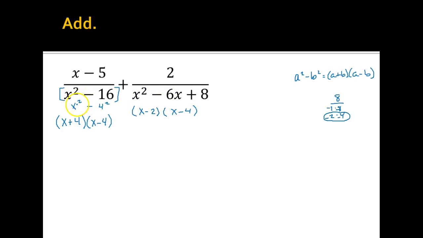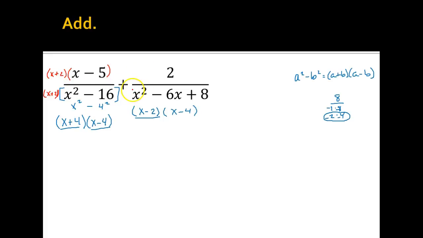So that first denominator, x squared minus 16, has an x minus 4, it has an x plus 4, it just doesn't have an x minus 2. So I'm going to bring in the x minus 2 and multiply that here. And if I'm going to do that in the denominator, I have to do it also with the numerator.